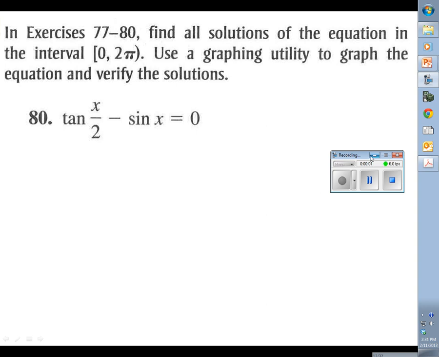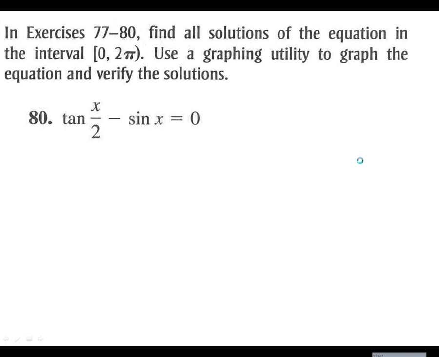All right, we'll keep going here with problem 80 on our homework for 5-5. Let's go ahead and solve this. Tan of x over 2 minus sine x equals 0. Can't solve this until we have either all tans or all sines. So we do have a formula for tangent of x over 2, and that looks like this. (1 minus cos x) over sine x minus sine x.